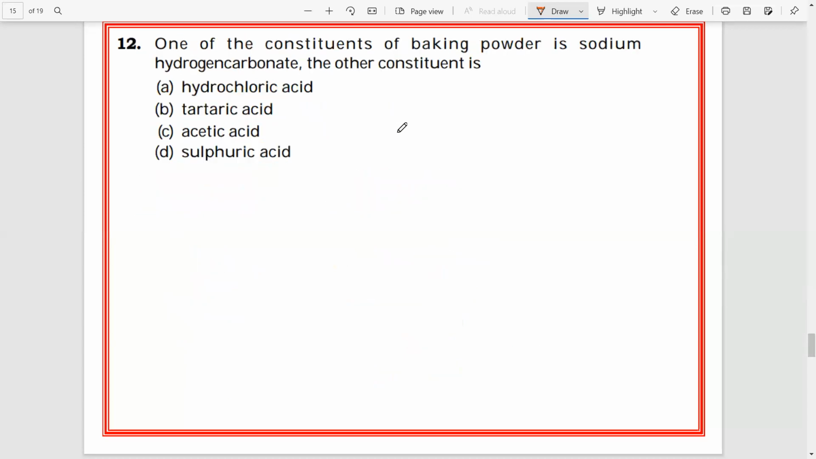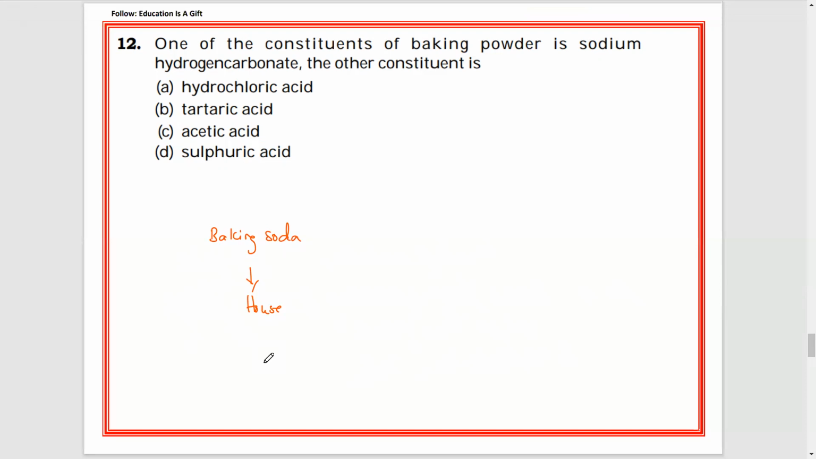Next, one of the constituents of baking powder is sodium hydrogen carbonate and another constituent is. You see how we will get baking powder? You have to take baking soda, which we use in our house, in the kitchen. Your mom will be using this baking soda to make idli, dosa, crispy pakoda, etc. And to that baking soda we need to add some mild edible acid, such that baking soda becomes baking powder.